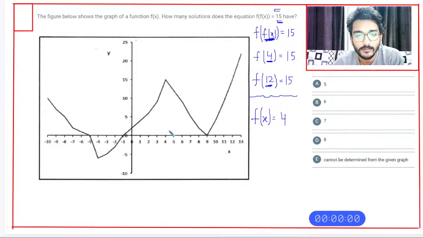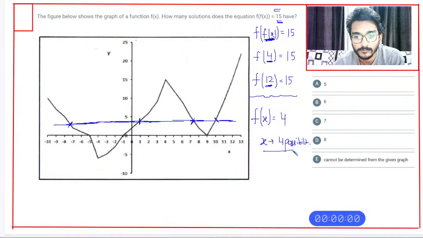So when f(x) equals 4, how can it be f(x) equal to 4? This is 4, there it is. So draw a line parallel to the x-axis to find the intersection points. You can see this is the first intersection, 2, 3, and 4. So 4 possibilities of x are there. x has 4 possibilities right now.